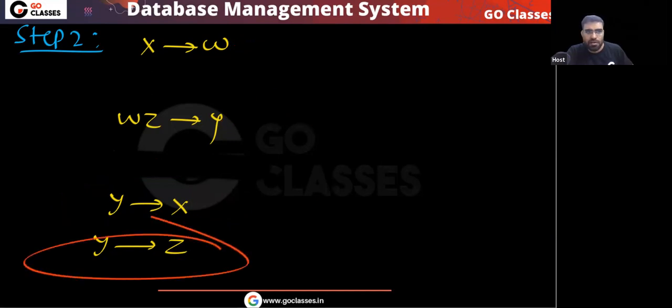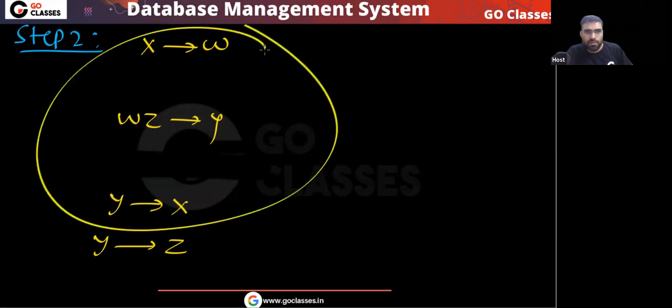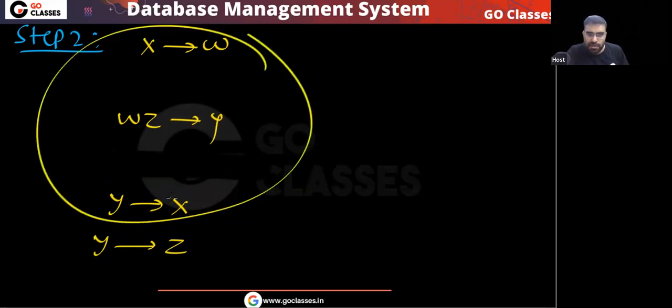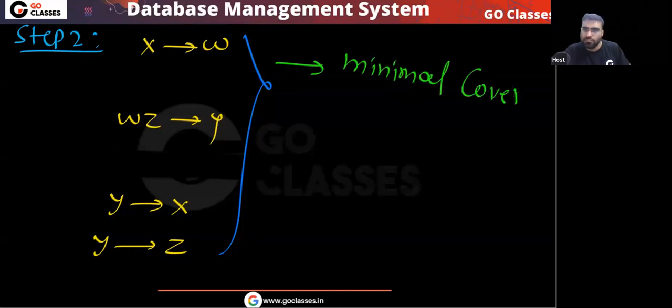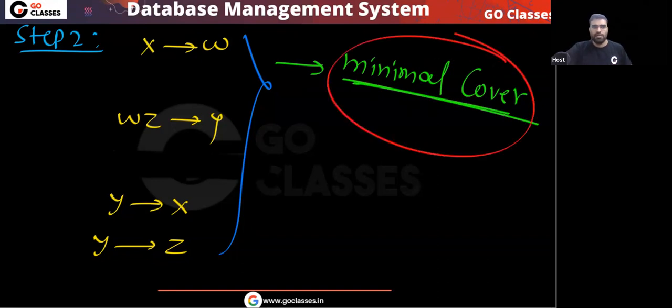What about this one? In these three, what is Y plus? Y plus will be YXW, right? Yes or no? So this is also not redundant. So this is your final answer, your final minimal cover. Please tell me, did you understand how to find a minimal cover?